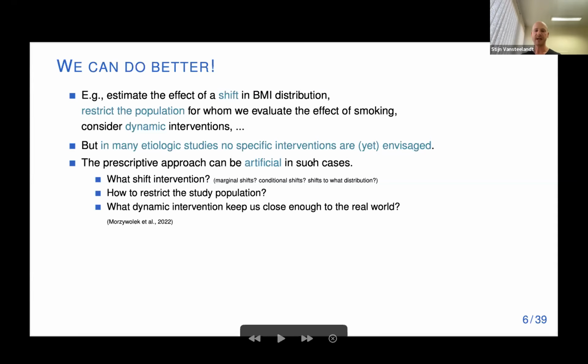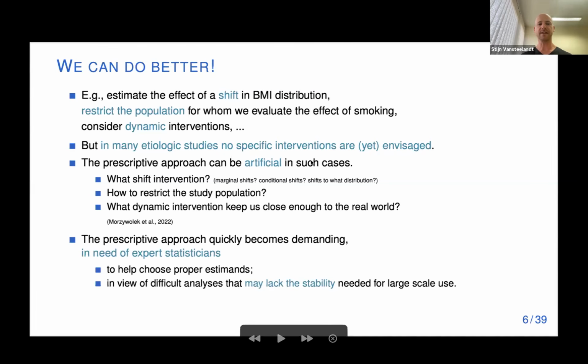This is an issue that we've experienced in a recent Statistics in Medicine paper, where we looked at optimal treatment strategies for critically ill patients with acute kidney injury, and where we had a particularly hard time finding interventions, dynamic interventions, that are close enough to what the data tell us, so that we're not really making strong extrapolations away from the real data.